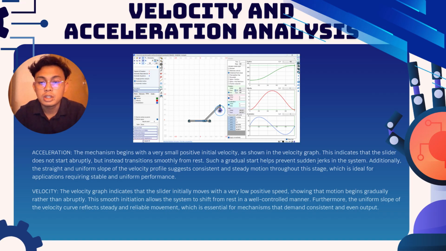Next is velocity. The velocity graph indicates that the slider initially moves with a very low positive speed, showing that motion begins gradually rather than abruptly. This smooth initiation allows the system to shift from rest in a well-controlled manner. Furthermore, the uniform slope of the velocity curve reflects steady and reliable movement, which is essential for mechanisms that demand consistent and even output.